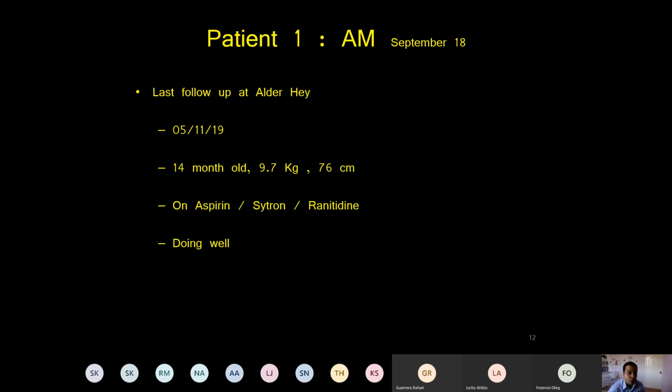Looking at this patient's last follow-up in September, she's 14 months old, 9.7 kilograms, 76 centimeters. In terms of pediatric assessment, this is a pretty good result in terms of weight and length, and the child is doing well. So this first patient was about pulmonary atresia, VSD with no MAPCAs, and that's how the patient progressed. By the first birthday, the patient has been anatomically sorted, will need some more revision of the RV to PA conduit, but is doing well with normal biventricular physiology.